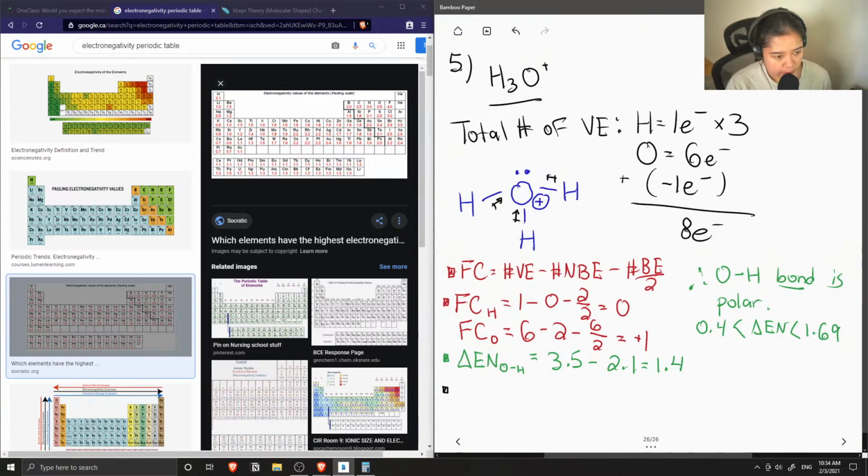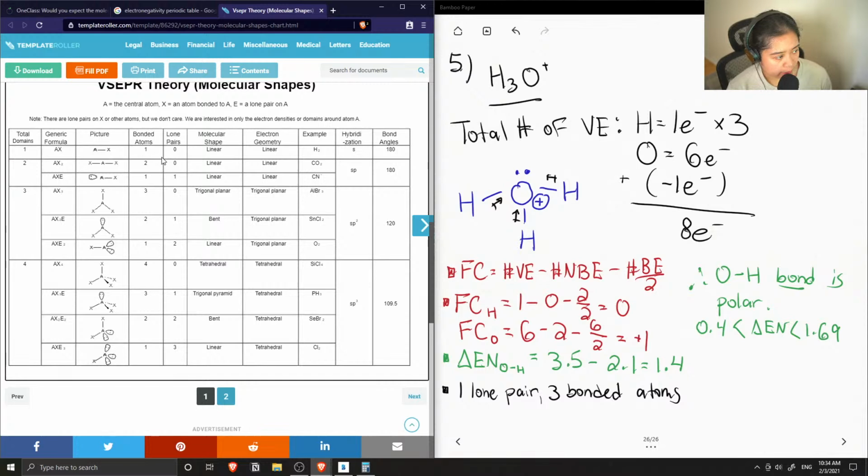So let's look up what this structure is actually called, like its molecular shape. And to do that, we would need to analyze our oxygen, and we'll see that it contains 1 lone pair and 3 bonded atoms. So using a VSEPR theory table, when we have 1 lone pair and 3 bonded atoms, we have a trigonal pyramid molecular shape.